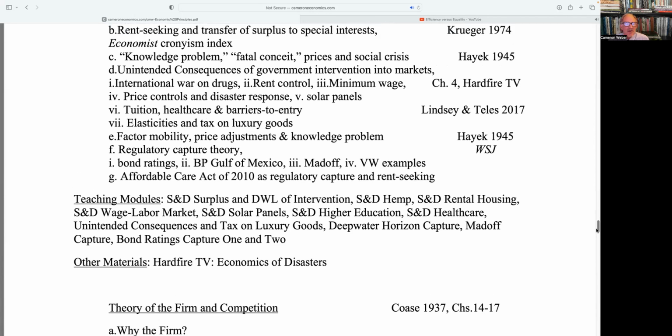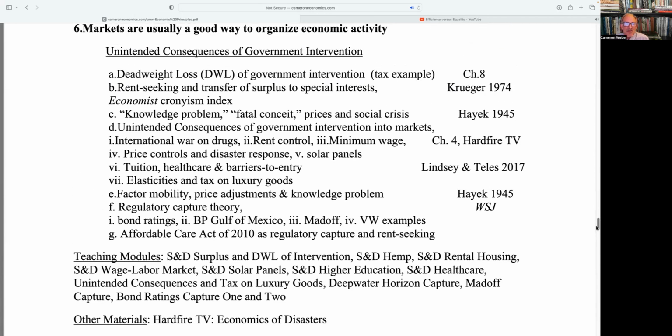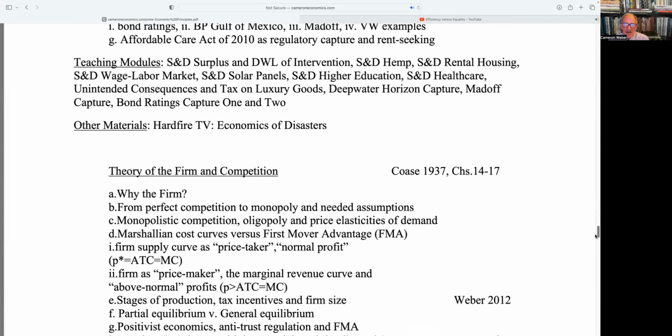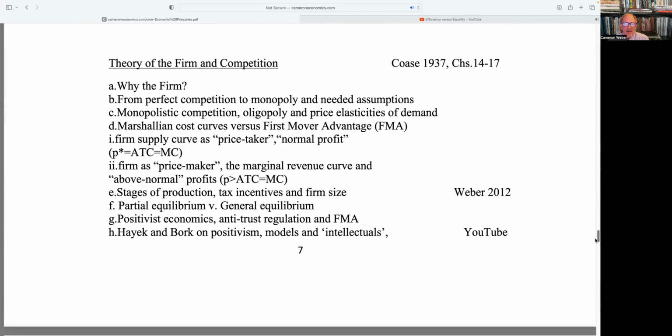And then also under markets are usually a good way to organize economic activity. This is microeconomics now, specific applied micro, where you get into the theory of the firm and competition. So we look at why do firms exist, and this is where Ronald Coase comes into play here. And then we look at these models of competition, from monopolistic competition through oligopoly to monopoly.